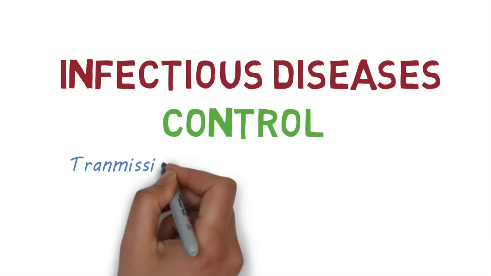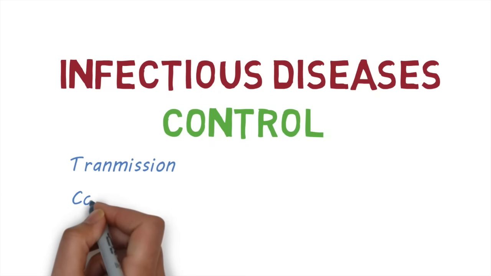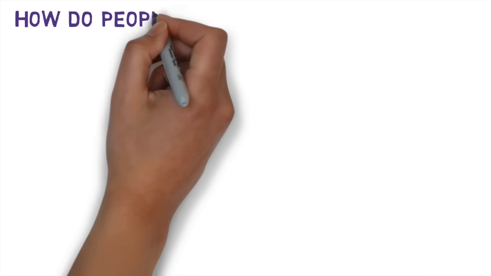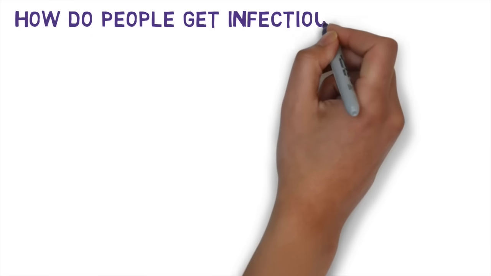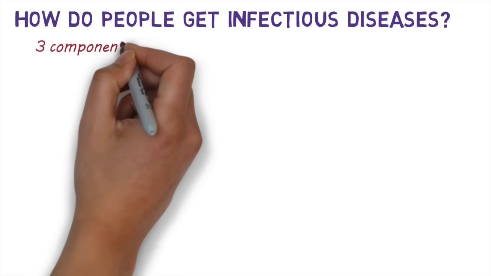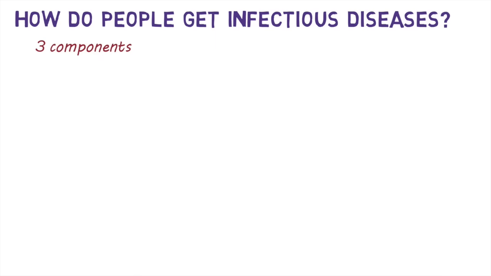We're going to have a look at how infectious diseases are transmitted and a few different ways to control their spread. First, let's have a look at how people can get infected with these diseases. In general, there are three main components that need to interact with each other for an infectious disease to occur.